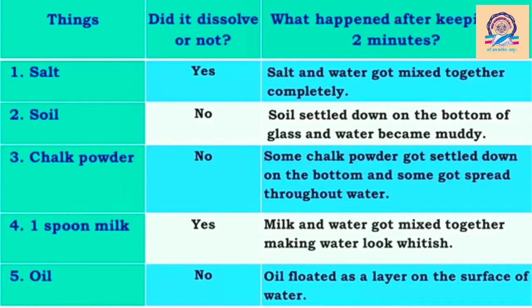Soil, it did not dissolve. Soil settled down on the bottom of the glass and water became muddy. Chalk powder, it did not dissolve. After 2 minutes, some chalk powder got settled down on the bottom and some got spread throughout water. 1 spoon milk, it dissolved. After 2 minutes, milk and water got mixed together, making water look whitish. And oil, it did not dissolve. Oil floated as a layer on the surface of water.